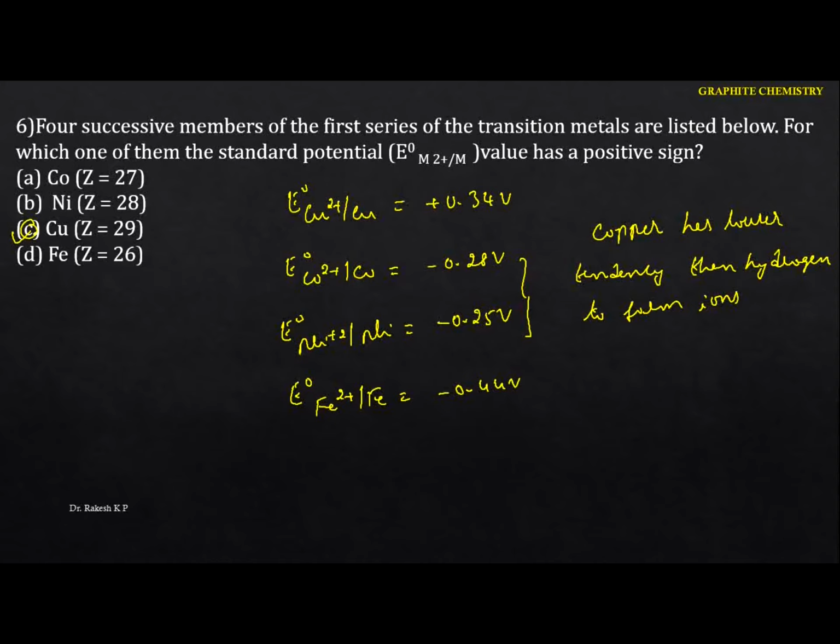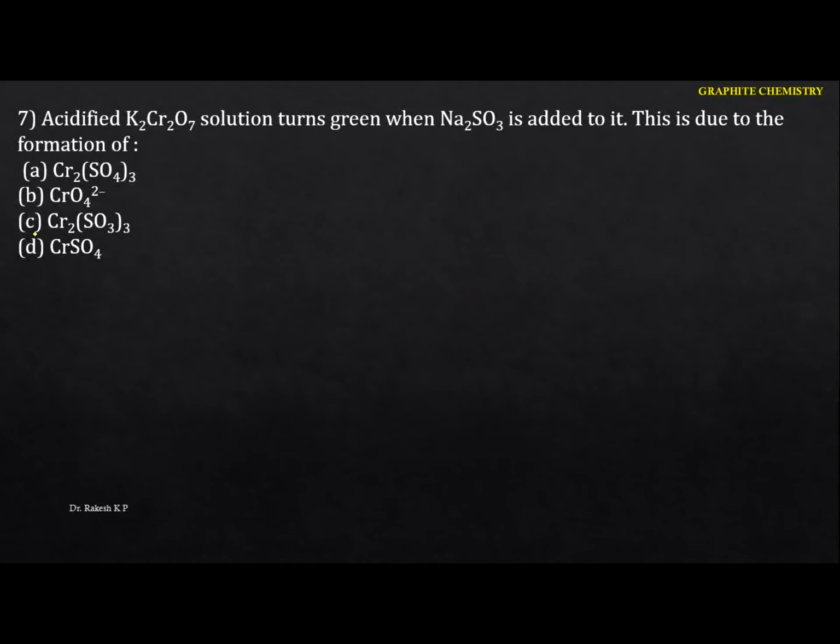The option is C. Next one: acidified potassium dichromate solution turns green when sodium sulfite is added to it. This is due to the formation of, let me write in the ionic form, Cr2O7 2-. We know that potassium dichromate acts as an oxidizing agent when it reacts with sulfite, especially in the acidic medium, so I am going to write H+ here. The product is that sulfite changes to sulfate, and we get Cr3+. The byproduct will be water.